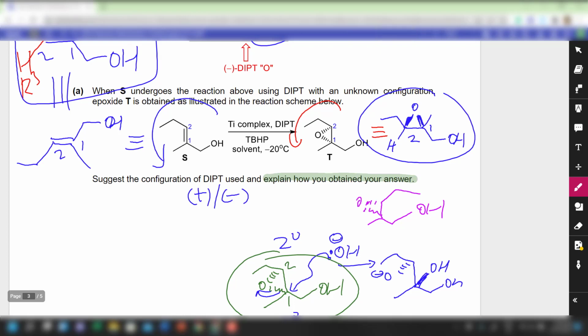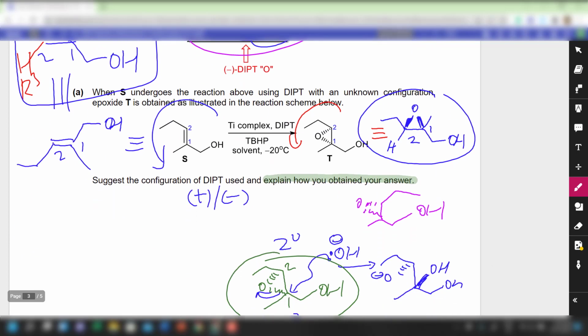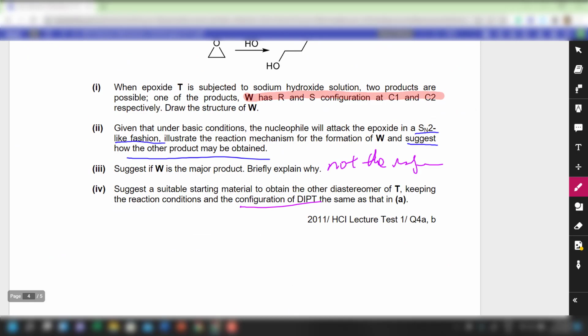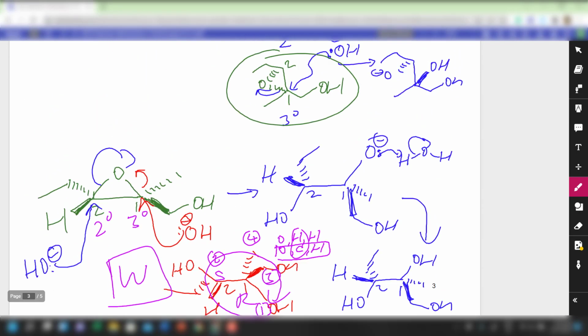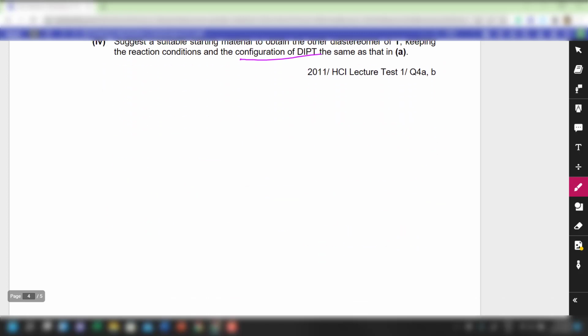Remember that for a diastereomer, only one of the chiral centers changes. If I'm going to use the same DIPT, that means the DIPT must come from the bottom, right? But of course, if we fit it into this cartoon, it will come from the top. Because of that, my starting material will look like this. So this will be the answer, the compound I will use to produce the other diastereomer of T. I hope that's okay. This is the simplest and fastest way to come up with the answer. So that will be the end of question 3.